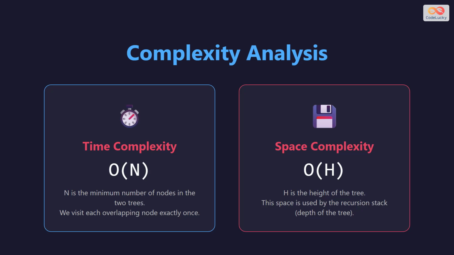Let's talk about efficiency. The time complexity is O(n), where n is the number of overlapping nodes, because we visit each node once. The space complexity is O(h), where h is the height of the tree, representing the recursion stack depth.